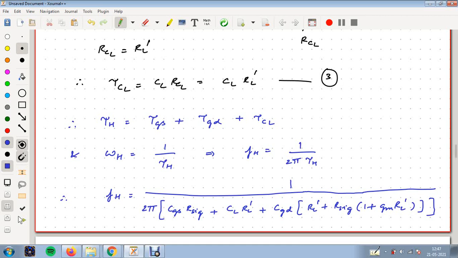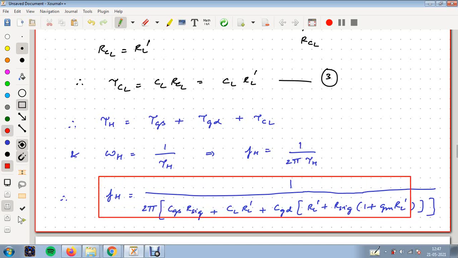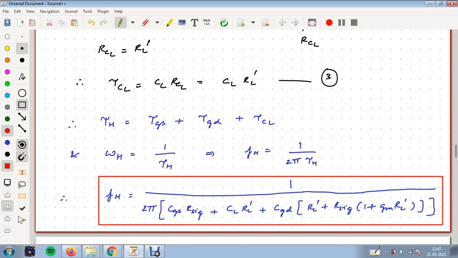Okay. So this is the open circuit time constant. We'll do one problem based on this and we'll wind up our class today. Any queries still here?